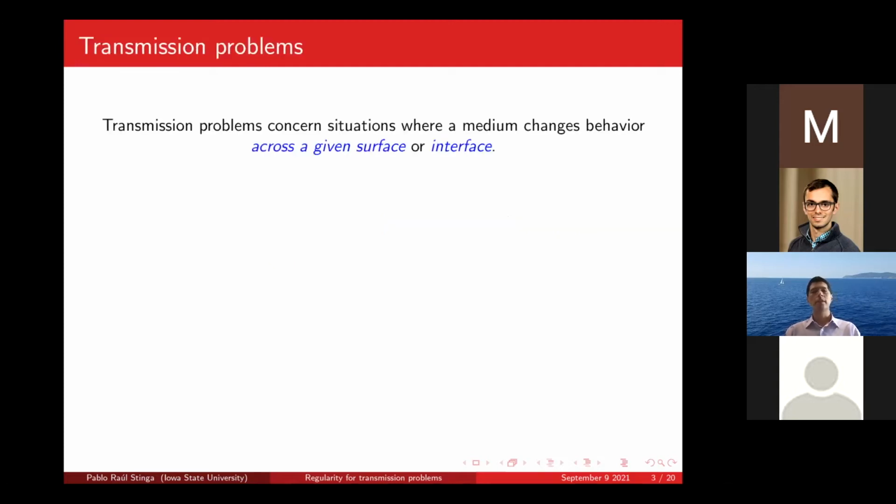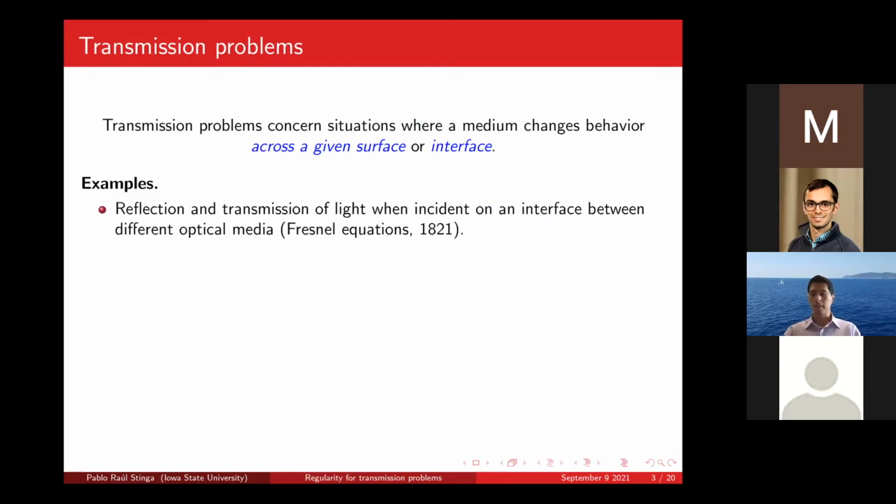So what is a transmission problem? Transmission problems concern situations where the medium changes behavior across a given surface or interface. Let's talk right away about examples. One of the oldest examples, perhaps, is the Fresnel equations. They talk about reflection and transmission of light when incident on an interface between two different optical media.